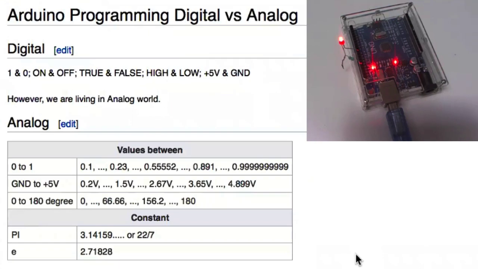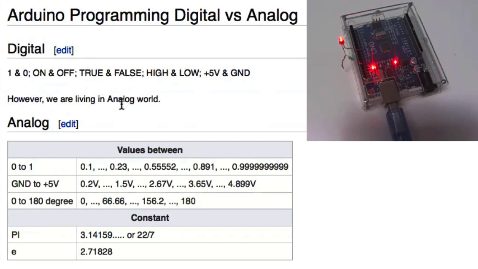Now, previously we learned the so-called digital is from 0 to 1 or 1 to 0, or on and off, true or false, high or low, +5 and -5. This is digital. So it only has 2 values. However, we are living in the analog world, meaning we will have something in between.